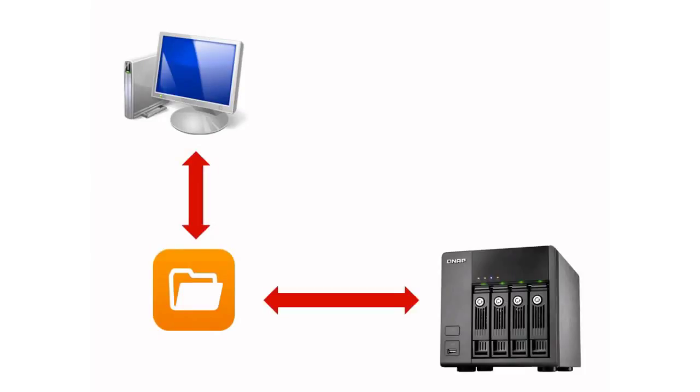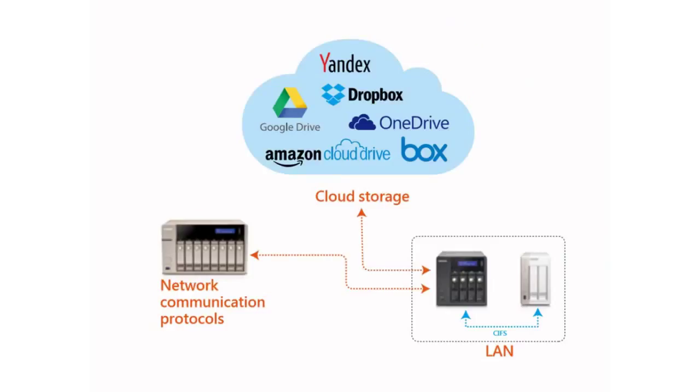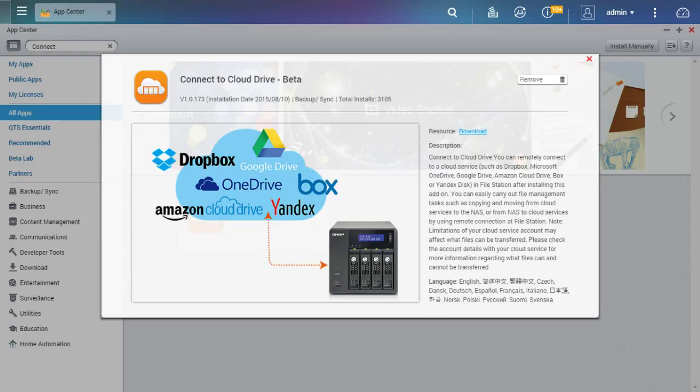The remote connection service allows you to manage files across local, remote devices and cloud services using a single interface. You can easily carry out file management tasks such as copying and moving from remote to local devices or vice versa. 6 cloud services are supported, including Google Drive, Dropbox, OneDrive, Amazon Cloud, Yandex Disk, and Box. You can connect to remote devices using CIFS, SMB, FTP, and WebDAV. Please note you must download Connect to Cloud Drive from the App Center before using this function.